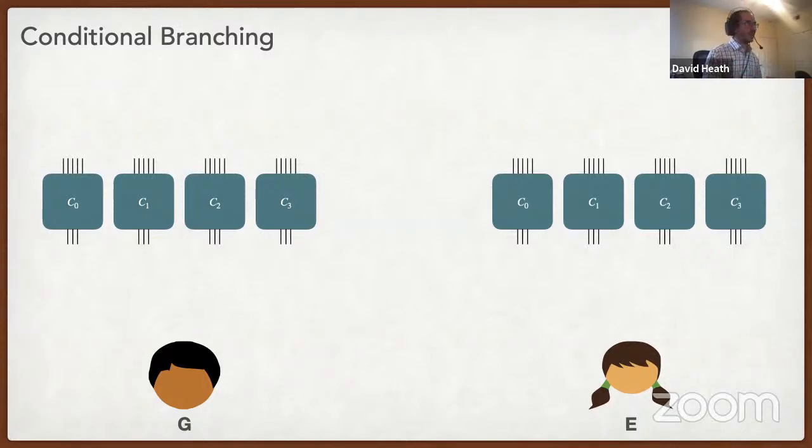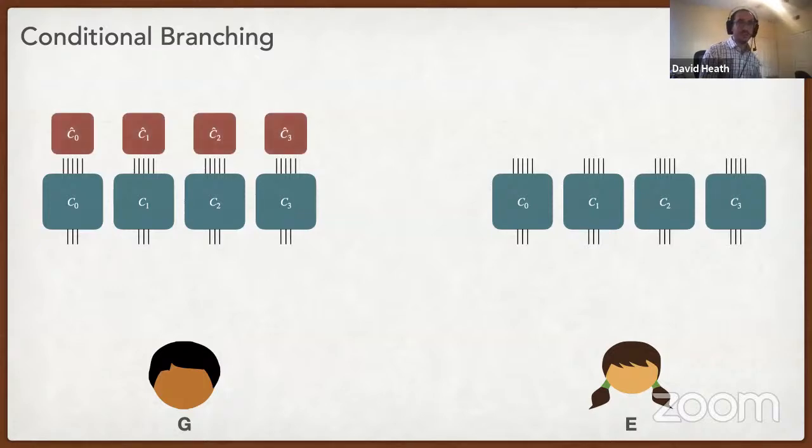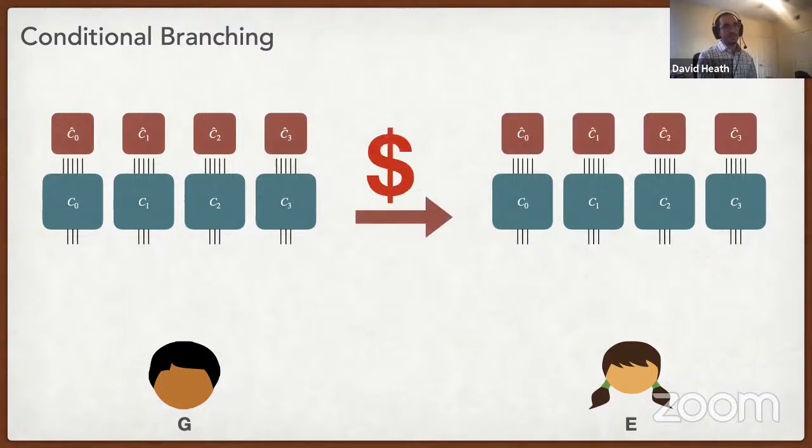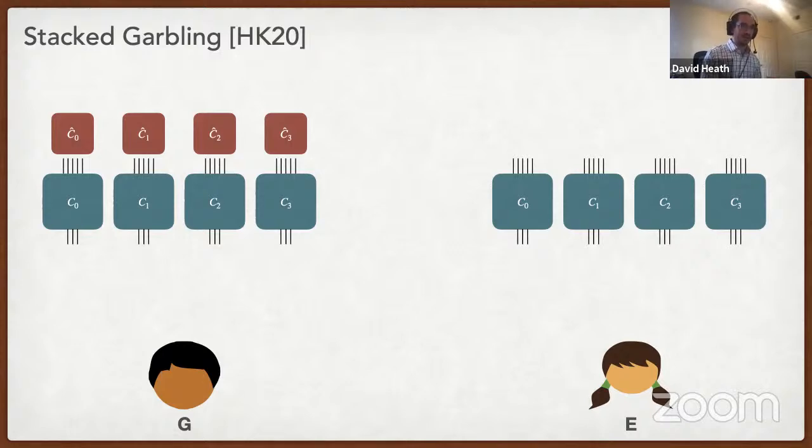Now, the standard way that you would handle this conditional branching is that the generator would construct encryptions of each of the four branches and then send each of these encryptions across the wire to the evaluator. Unfortunately, this is very expensive. In garbled circuits, the encryptions of circuits are very large, and so encrypting and sending separately is expensive. In stacked garbling, we showed that this is actually unnecessary.